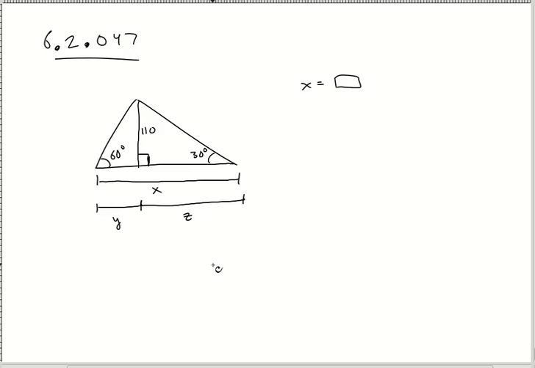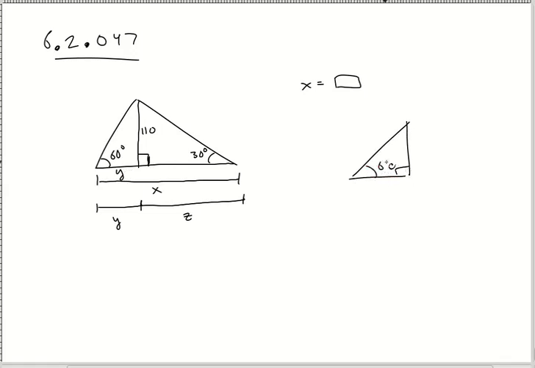I'm going to start using sine, cosine, tangent, whatever I need to use in order to find y and z, and then I'm just going to put those together to find my x, okay? So let's focus on this side for a second. I'm looking for my y. I'm looking around. There's a y right there. And I'm just looking at that triangle only.